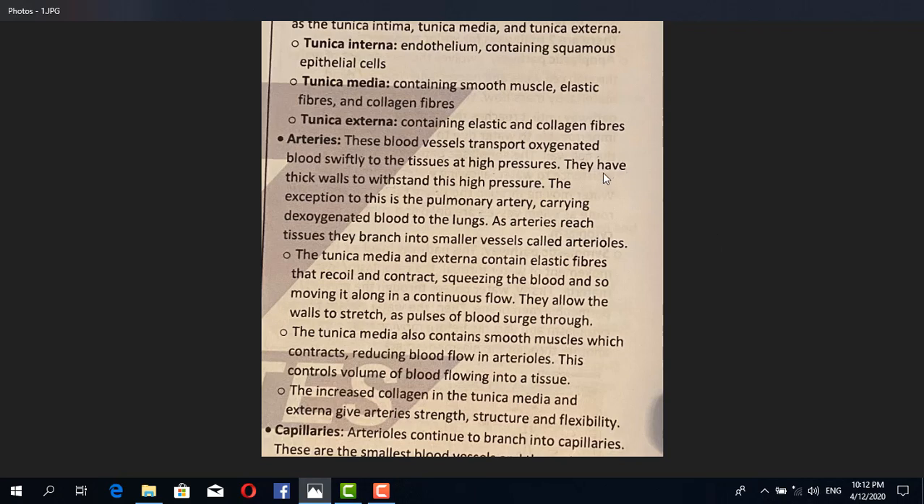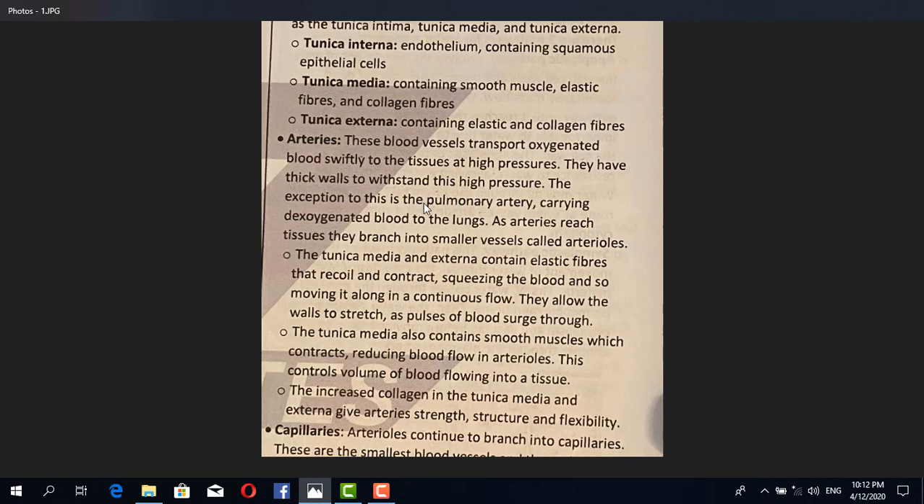They have thick walls. Why is that? To withstand the high pressure. When the heart pumps blood through the arteries to the rest of the body, it requires a highly thick wall to withstand the high pressure of the pump.